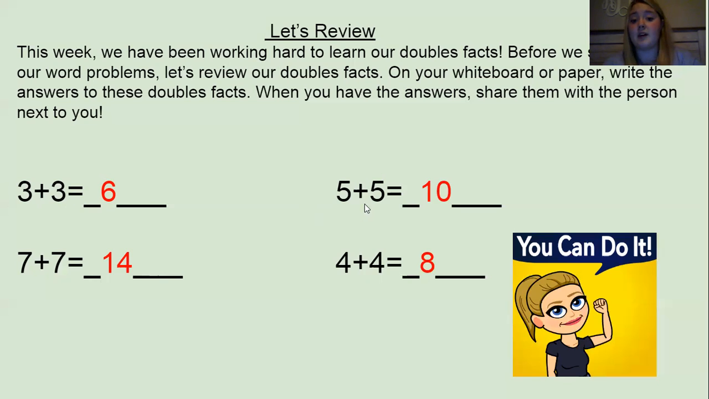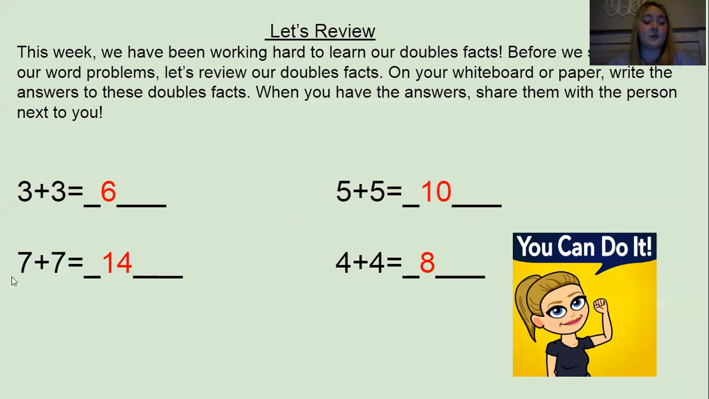I will do the same thing for 5 plus 5. I will take 5, put it in my brain, and I will count up 5 more. 5, 6, 7, 8, 9, 10. I know when I take 5, put it in my brain, count 5 more times, that equals 10. That is why our answer to 5 plus 5 is 10.